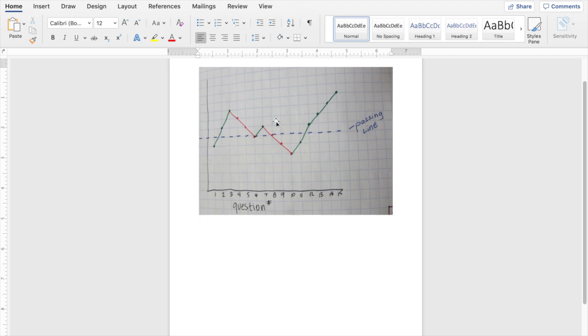So the NCLEX wants to get you into the pattern of getting a question right and a question wrong and a question right and a question wrong and so on. The goal of this is to make sure that this is above the passing line, to make sure that they can see where your minimum competency is.